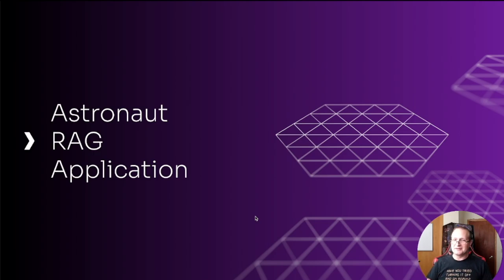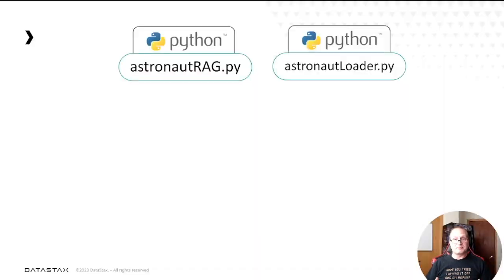All right, let's take a look at an astronaut RAG application. What we're going to do is build an AI-powered application to serve as a knowledge base of NASA historical astronaut data. In order to make this work, I've split it up into two separate Python programs. One is the astronaut RAG program, which is our interaction with our model and our conversational back and forth that we have with the LLM. And then, of course, we have our astronaut loader.